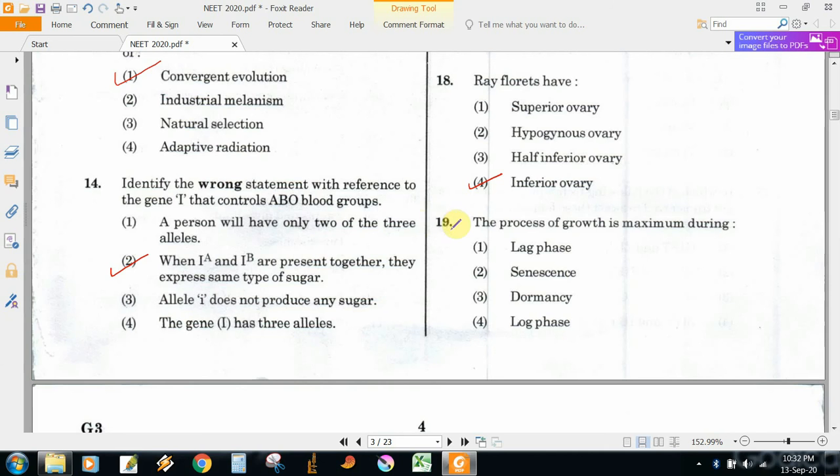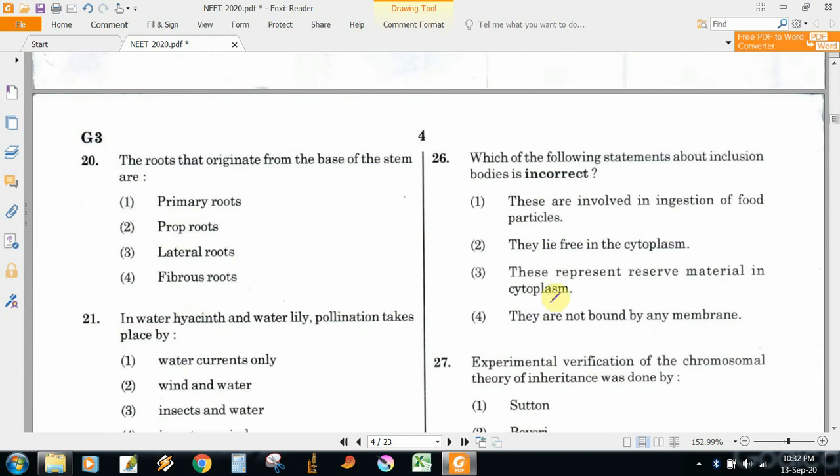So now the process of growth is maximum during lag phase, senescence, dormancy, log phase. If you look into the phases of growth, you will get a logistic growth. So from here to here is the maximum growth, right? And it is the log phase. Log phase, also called as the exponential phase, where the growth is maximum, right? Moving on, the roots that originate from the base of the stem are primary roots, prop roots, lateral roots, fibrous roots. It is the fibrous roots that originate from the stem.